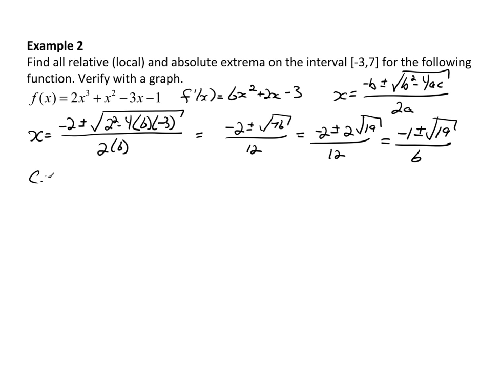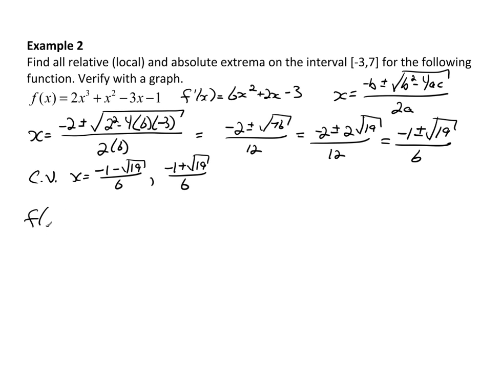So our critical values are x equals negative 1 minus root 19 over 6 and negative 1 plus root 19 over 6. So I have two critical values to check in this original function to figure out candidates for the absolute mins and maxes. These are candidates for the local mins and maxes. Okay, so I need to check my endpoints.